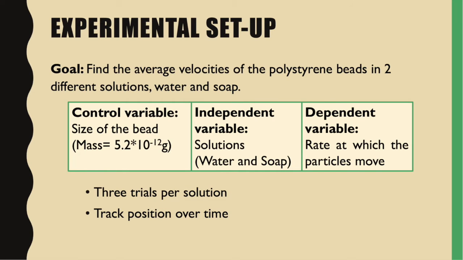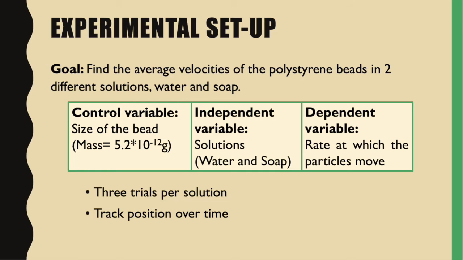The goal in this experiment was to find the average velocity of the polystyrene beads in two different solutions that were used, which was water and soap. The controlled variable in this experiment was the size of the beads. We found that the mass equals 5.2 times 10 to the negative 12 grams. This was found by us finding the density of the beads and knowing that the diameter was 5 micrograms.